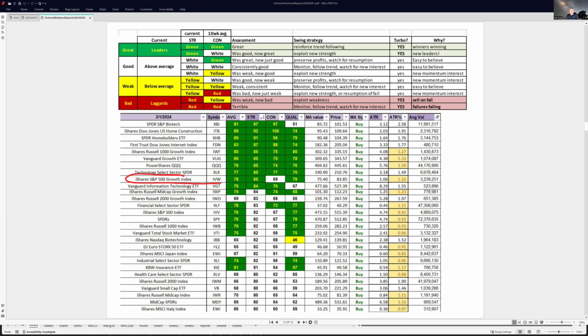S&P 500 growth. That's a new emerging leader because it is green and white. It was good in white, and now it's great in the green. It's a chance to exploit some new strength. And you can turbo trade that intraday. That's what you can do. Has a lot of volume. And it's above its 4-month moving average.